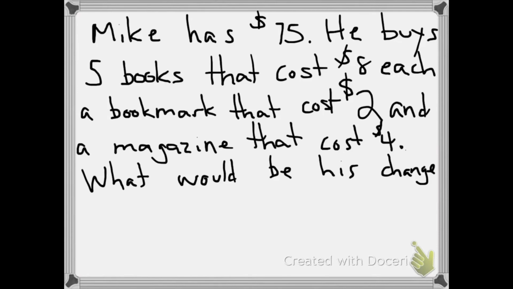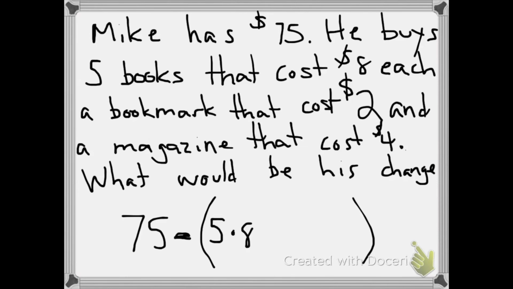So he's starting with the $75, and we know that we're going to be taking it away. We're going to subtract because all this is a cost. That means we have to find out what the total cost is of all the items. He's buying 5 books that are $8 each, so we're going to have to use multiplication there. In addition, he's also buying a bookmark for $2 and a magazine for $4.